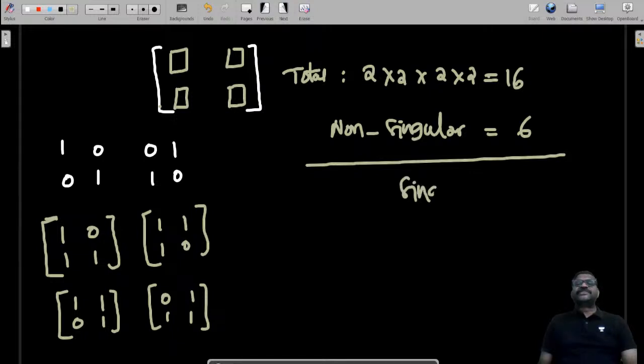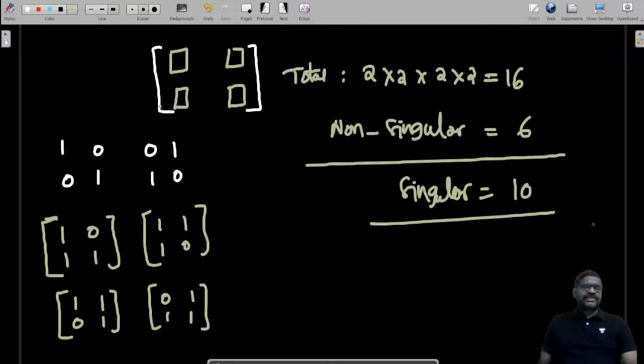Now singular matrices are 16 minus 6, 10. Therefore, total 10 singular matrices we have. Understood? Right.